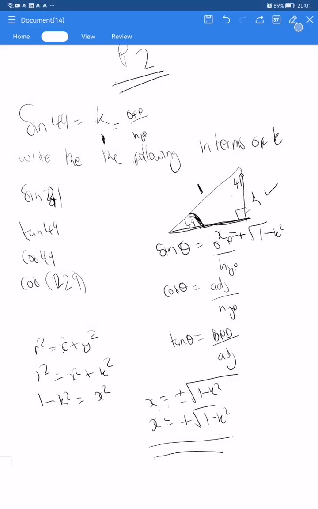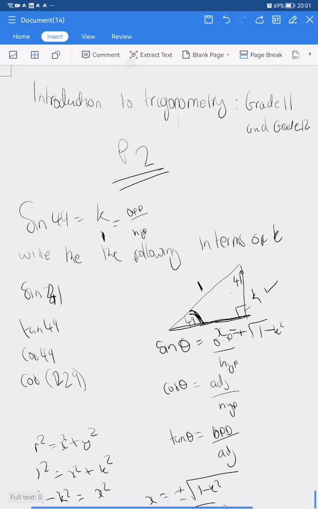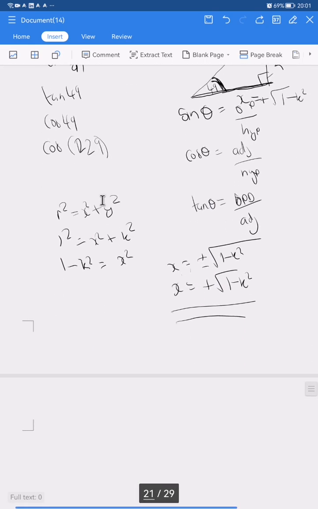All right, I think I'm running out of pages here. Let's just add a few pages. Right, this is what we are having.